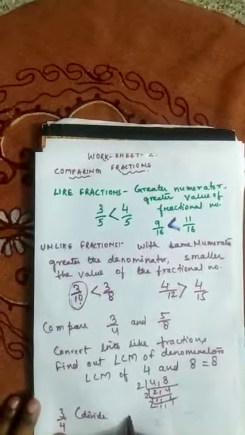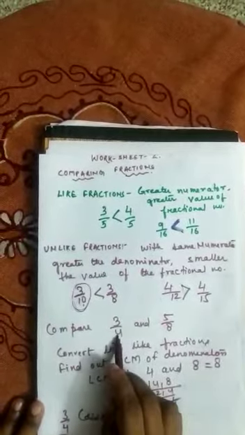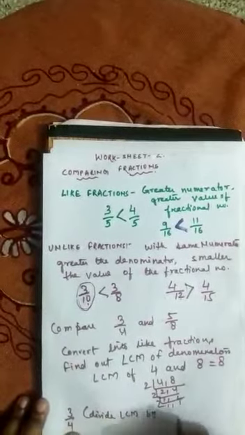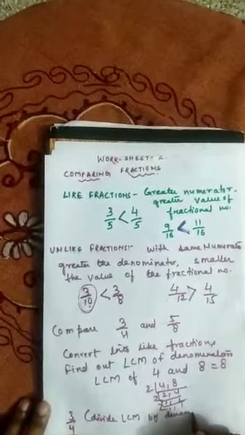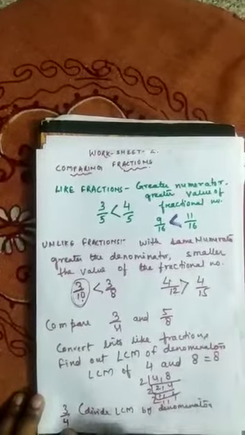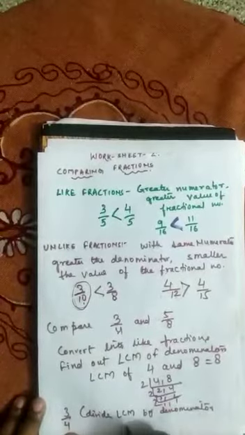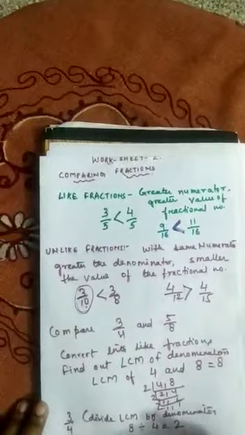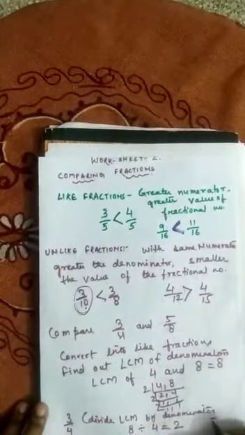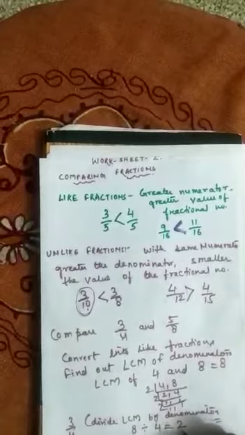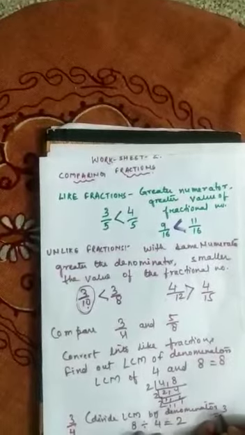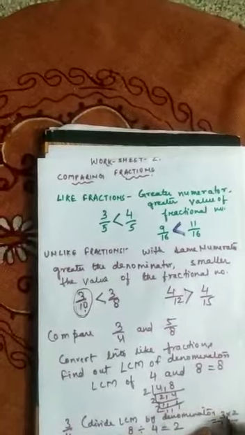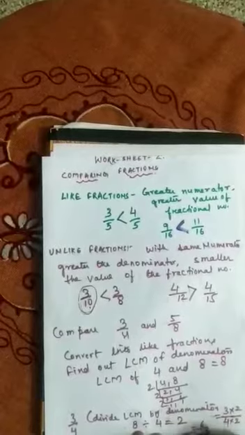This LCM, 8, will be divided by this denominator. Okay, we divide this LCM by the denominator, that is 8 is divided by 4. So what do we get? 2. So now what you will do is multiply; this 2 is a quotient. So we will multiply the numerator and the denominator of this fraction with this quotient. 3 into 2, 4 into 2. What do we get? 6 by 8.